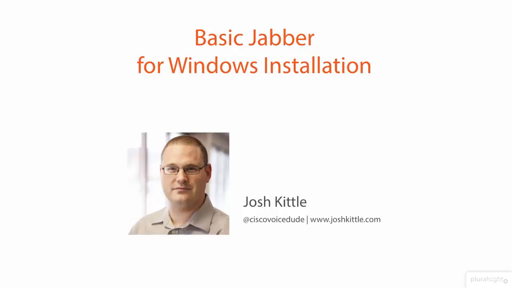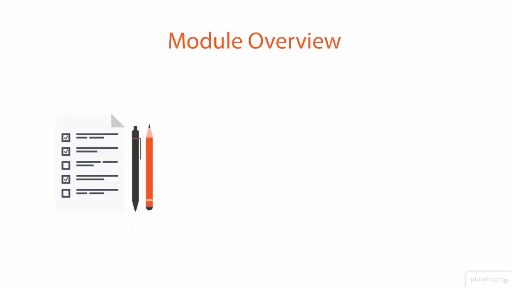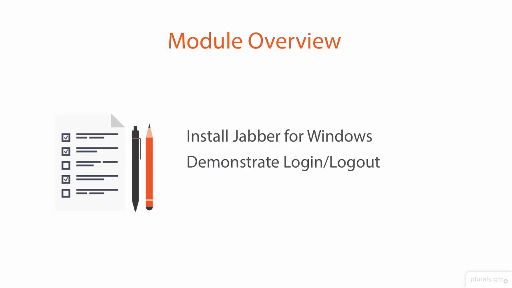In this module, we're going to perform a basic installation of Jabber for Windows on a Windows 8.1 machine. First and foremost, we're going to cover the installation process for the custom MSI that we previously created in the last module. Once successfully installed, we're going to demonstrate the login and logout processes for Jabber for Windows, and we're going to show you some basic connectivity validation steps with Show Connection Status.